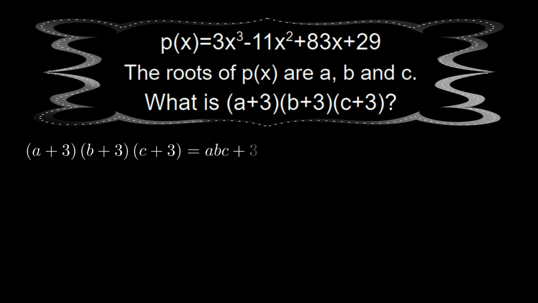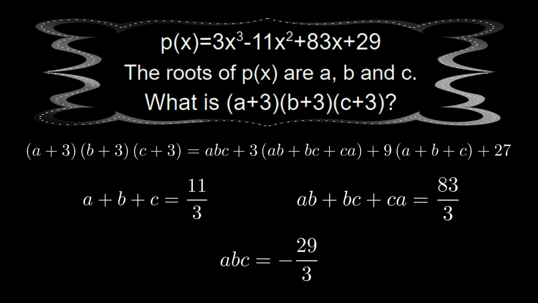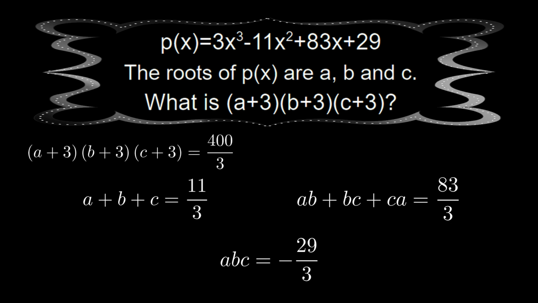Let's expand a plus 3, b plus 3, c plus 3. We get abc plus 3 times ab plus bc plus ca plus 9 times a plus b plus c plus 27. The sum of the roots, which is a plus b plus c, is negative b over a, and that's 11 over 3. The sum of the pairs of the roots is c over a, which is 83 over 3, and the product of the roots is negative d over a, which is negative 29 over 3. If we plug in those values, we get that the answer is 400 divided by 3.